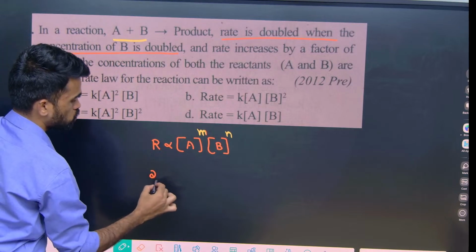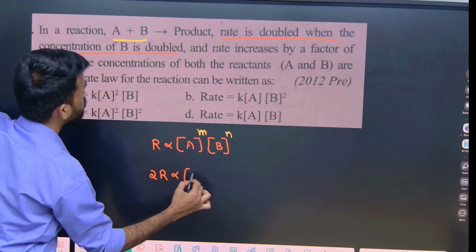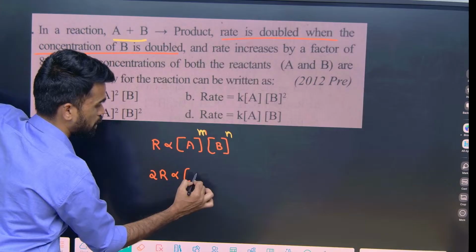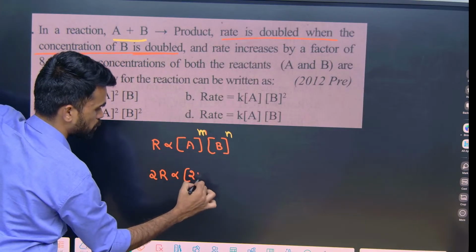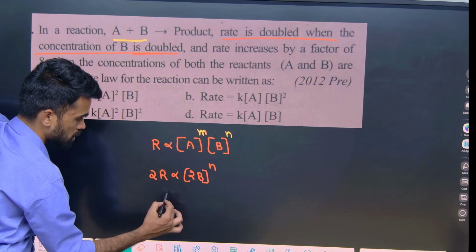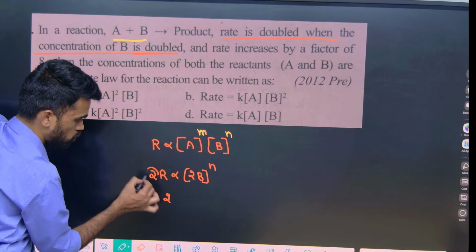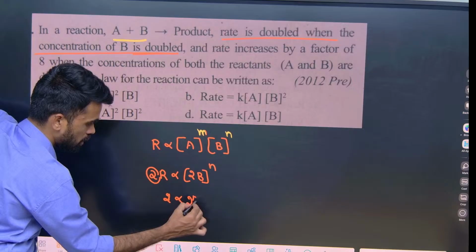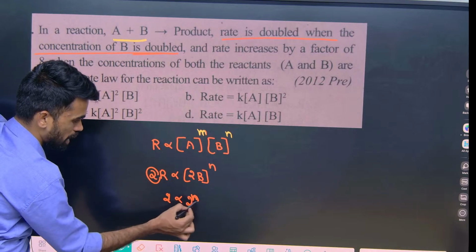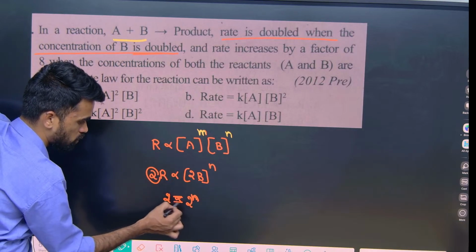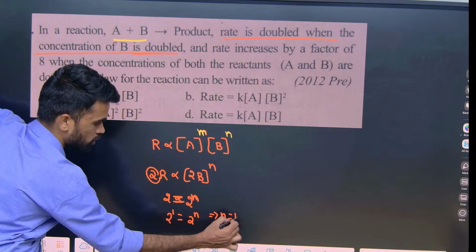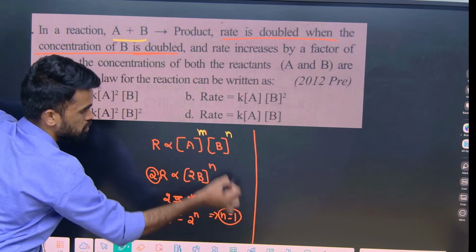So rate becomes 2 times when concentration of B is doubled, which means concentration of A remained constant, only B is changed. So when concentration of B becomes 2 times, rate is also doubled. By comparison, here we have 2, and here also we have 2 power n, remaining R and B as it is. So 2 power 1 is equal to 2 power n. So n equals 1. So the order with respect to B is 1.